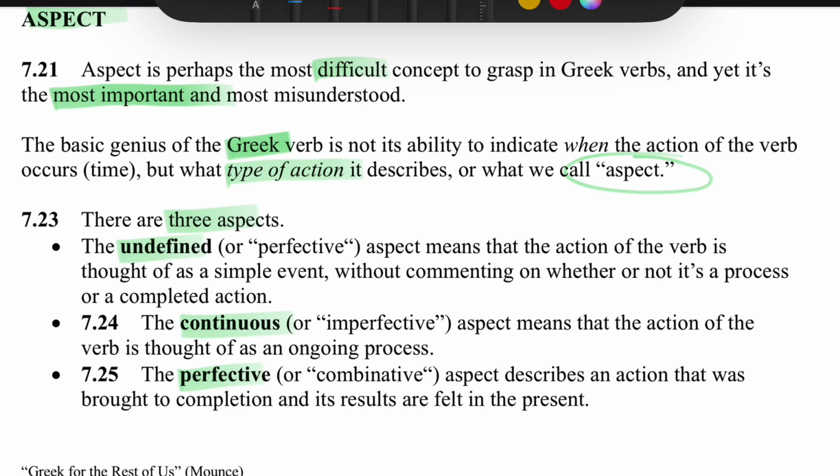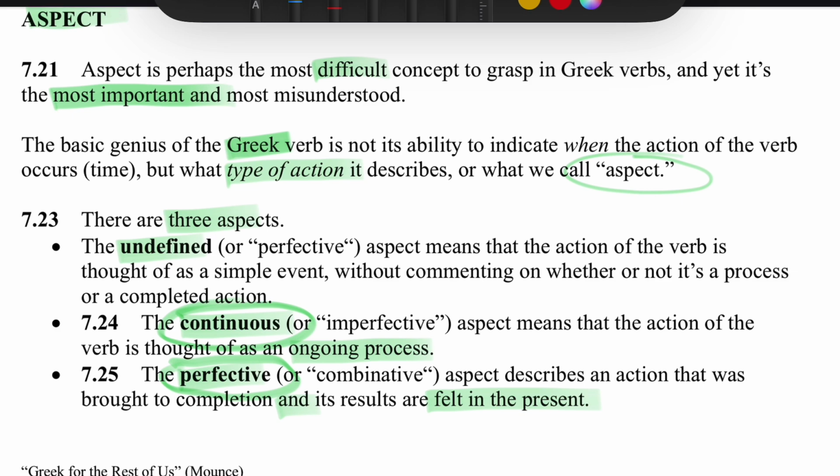It's not defined the specifics of how it happened or whether or not it's going to be a completed or in progress thing. That is in contrast to the continuous aspect, where the action of the verb is actually an ongoing process. So within the continuous aspect is the element of an ongoing, continual thing. And then we have the perfective aspect, which describes something that is brought to completion. It's finished, it's final, and its results are felt in the present.